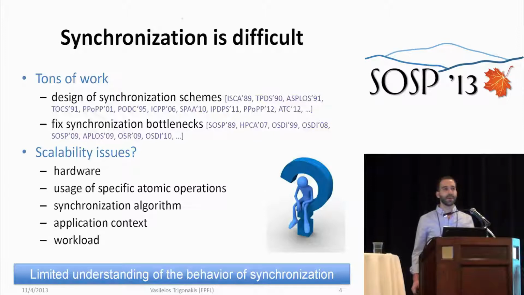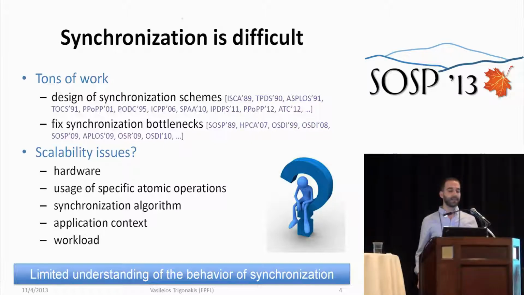What we further know is that synchronization is a really difficult problem. This can be illustrated by the huge amount of work in the past decades, both on designing, implementing, and evaluating new synchronization primitives and schemes, and on trying to fix synchronization-related bottlenecks in systems and applications. Actually, if I wanted to be thorough and fair on the references I provide on this topic, then I would probably need to fill a bunch of slides.